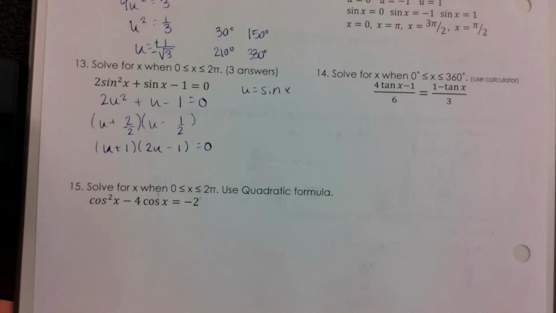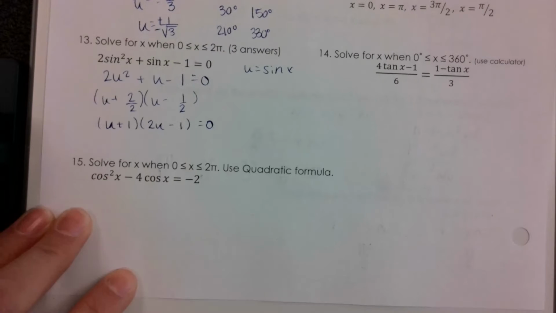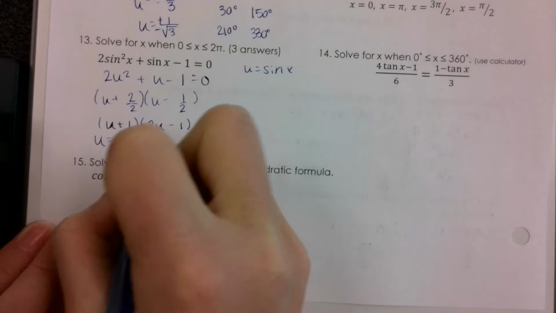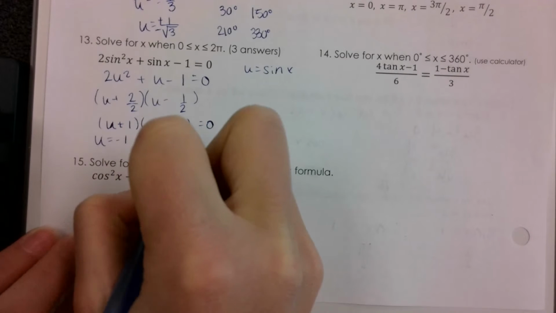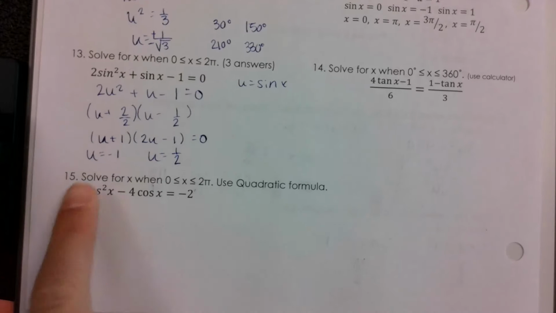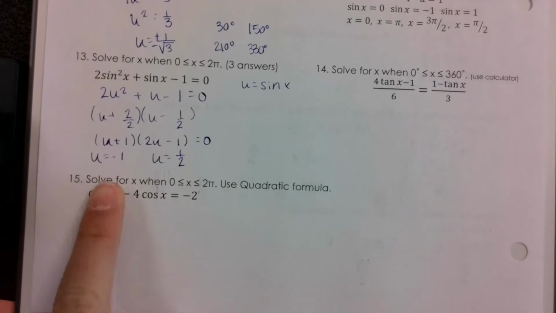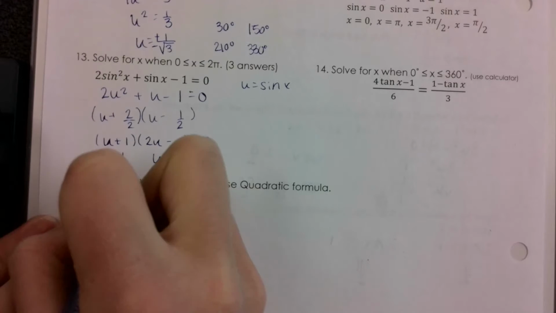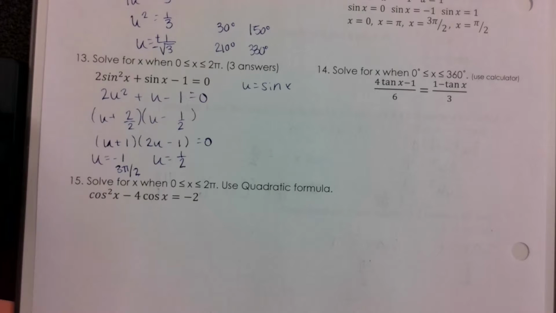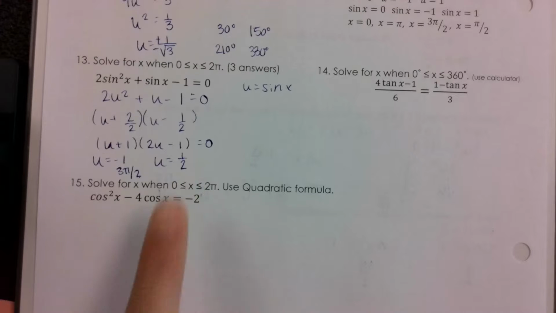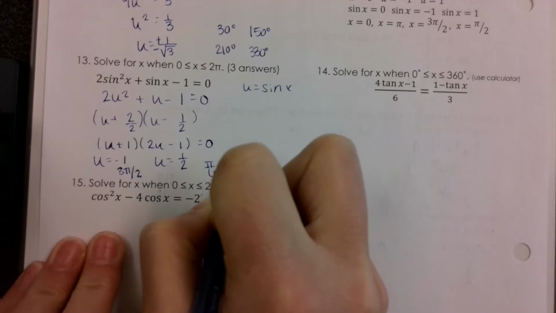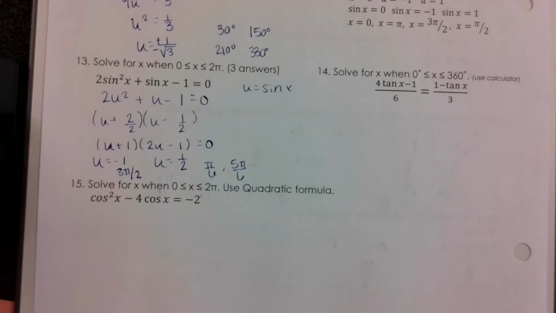Okay. So then from there, we're going to set each factor to 0 and solve. So with the u plus 1, we're going to have u equals -1. Then we'll have u equals 1/2. So we basically just want to know where does sine equal -1. At 3 pi over 2. And then where does sine equal 1/2? Pi over 6 and 5 pi over 6. Questions on that?